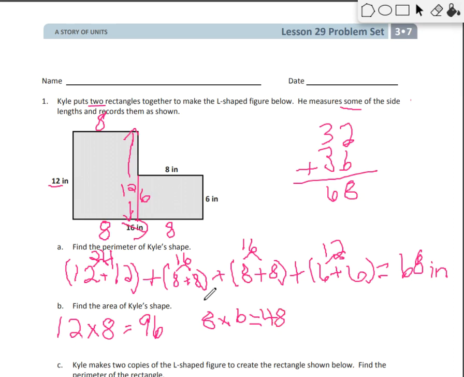Now, very important, when you're combining areas, please do not multiply 96 by 48. We want to add these. We are not multiplying 96 by 48. We're going to add them together. Let's do that right here on the side. 96 plus 48.